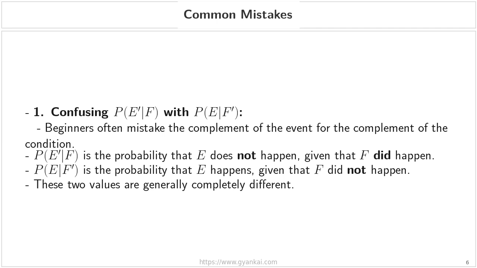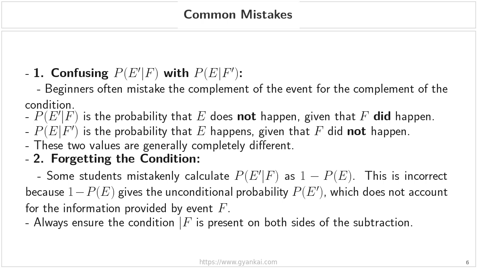As we saw in our smartphone factory example, the outcome changes entirely depending on whether the condition is met or not. These two values are generally completely different, so always check which part of the notation is being complemented.